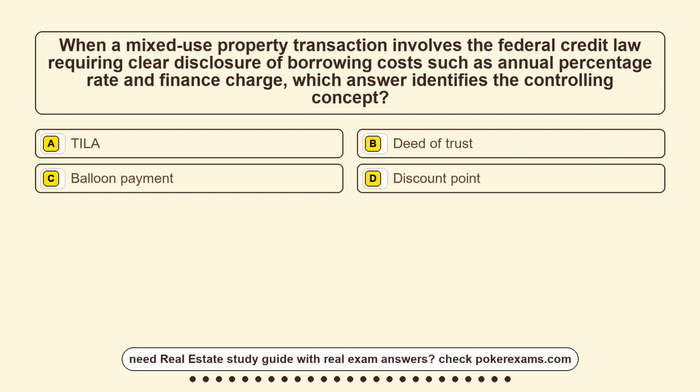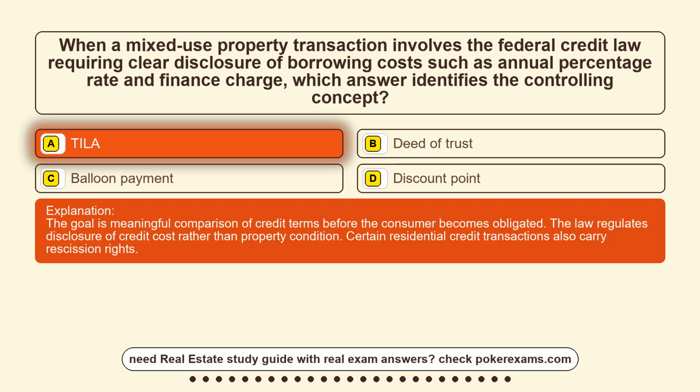Question 11. When a mixed-use property transaction involves the federal credit law requiring clear disclosure of borrowing costs such as annual percentage rate and finance charge, which answer identifies the controlling concept? Option A, TILA. Option B, deed of trust. Option C, balloon payment. Option D, discount point. The correct answer is option A, TILA.